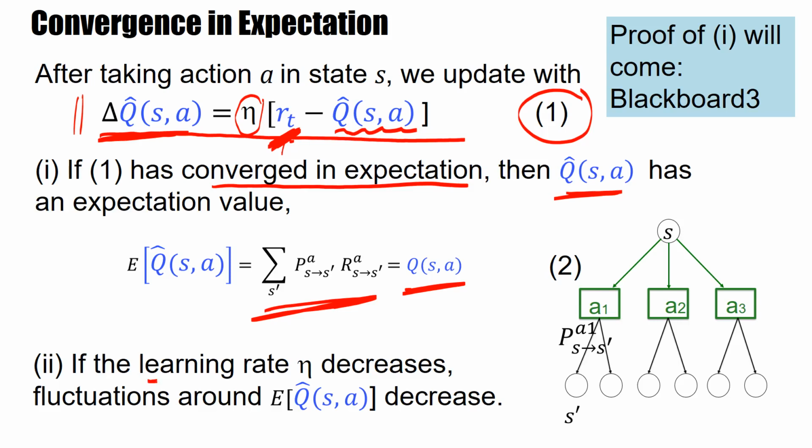Moreover, if this learning rate eta decreases, as it should, then the fluctuations of this update scheme will also decrease. So my empirical average will go to the thing where I want it to go. It will converge in expectation to the real value Q of SA.